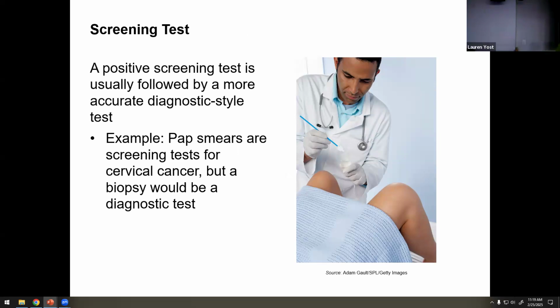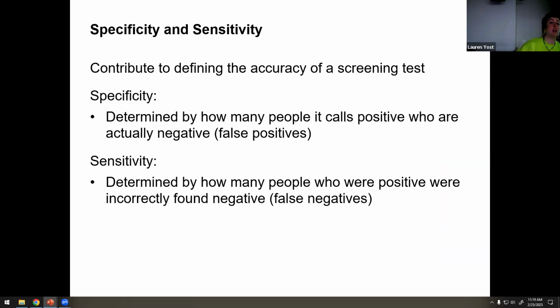We're not actually trying to diagnose you if you have cancer or not, but whether or not we think it's likely that you might have it. So that's a screening test. Tests can be looked at as specific or sensitive. We want them to be both.